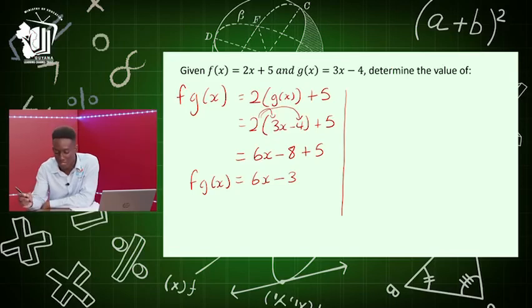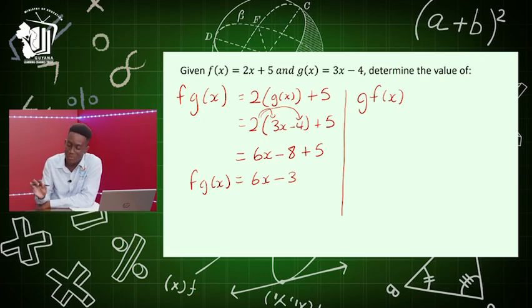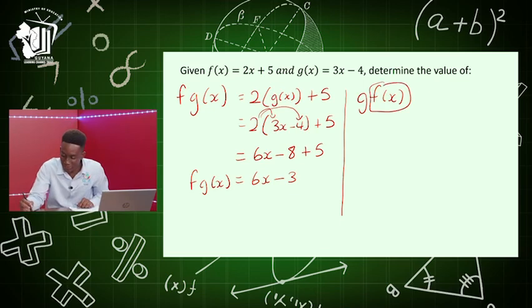So we're taking the function g and we're putting it inside the function f. Whatever function is on the outside, we're putting that inside the inner function. Let's look at another example. Let's say instead of fg of x, we wanted to find gf of x. In this case, we're taking the function f, because f is the outer function, and we're putting it inside of g, which is the inner function.